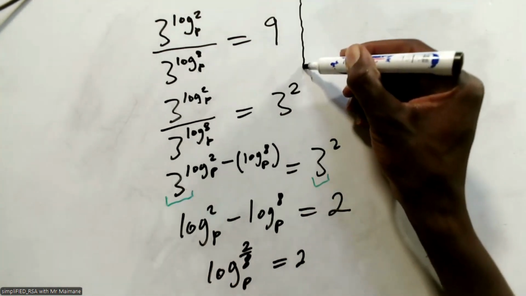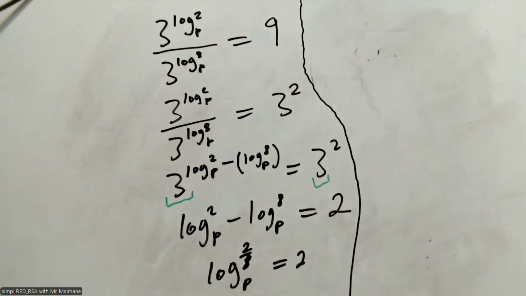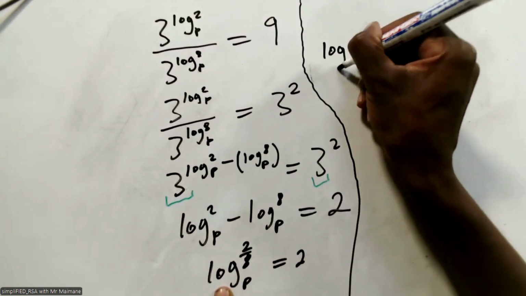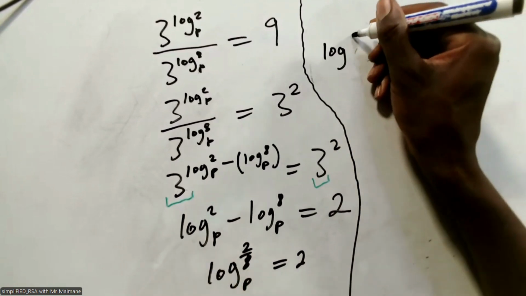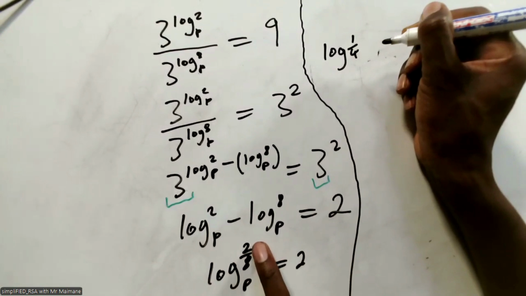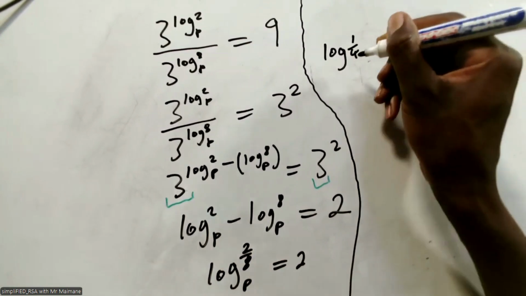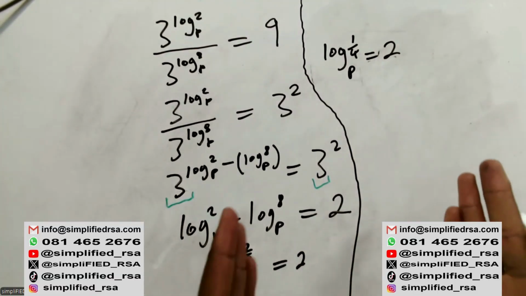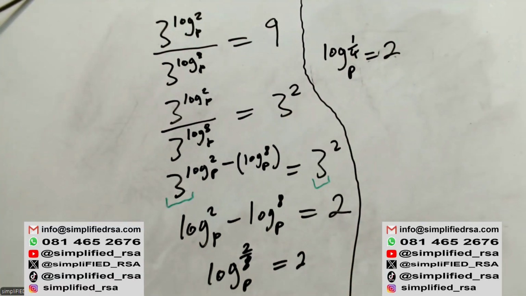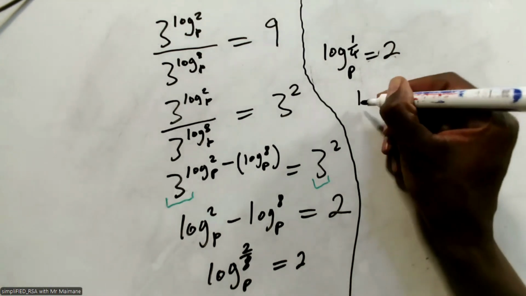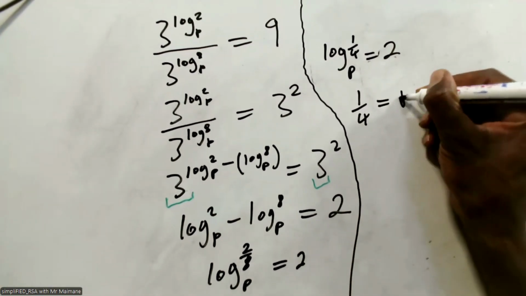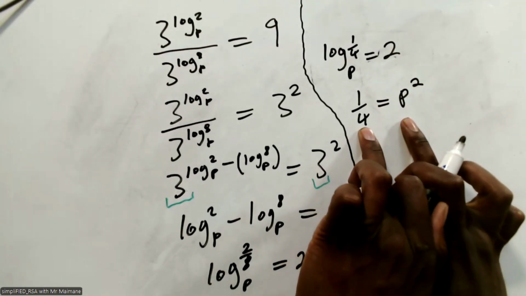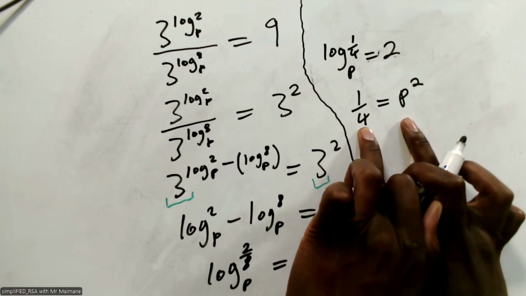Let me just finish the question here. So this is the same as log of, look at this, 2 over 8 is the same as 1 over 4, because 2 goes once into 2 and 4 times into 8. Base p is equal to 2. Now to move this to exponents again, applying my logarithm, I know this is the same as 1 over 4 is equal to p squared.